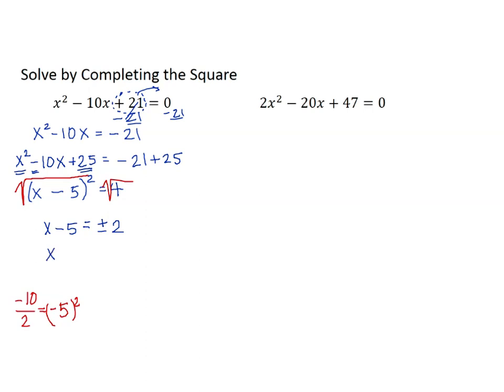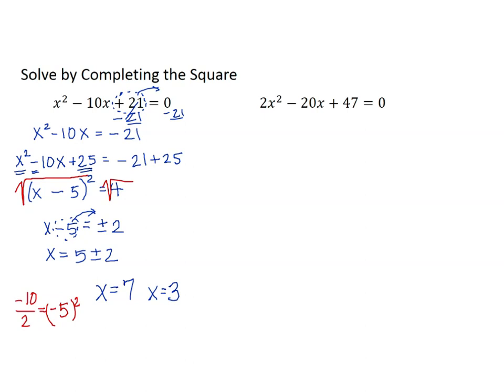And then when I continue solving, I get x equals, by moving this over to the other side, add 5 to both sides, I would get x equals 5 plus or minus 2. So that's going to give me 2 solutions. x equals 5 plus 2 will give me 7, and x equals 5 minus 2 will give me 3. And you should take both of those solutions and plug them into your original equation. Make sure they both work. Okay? All right, let's look at another one.